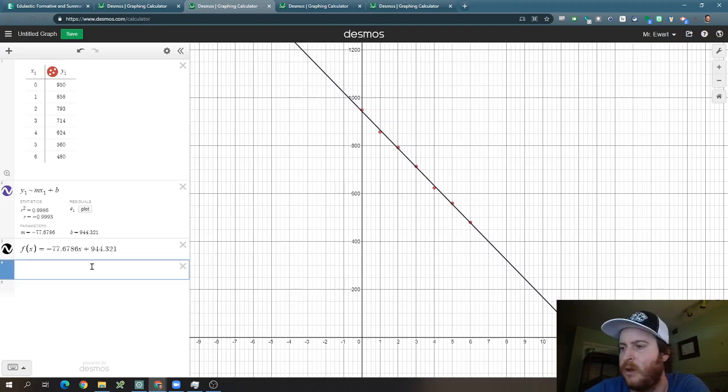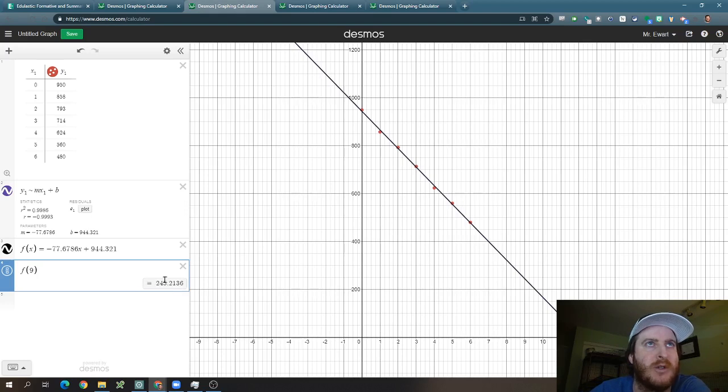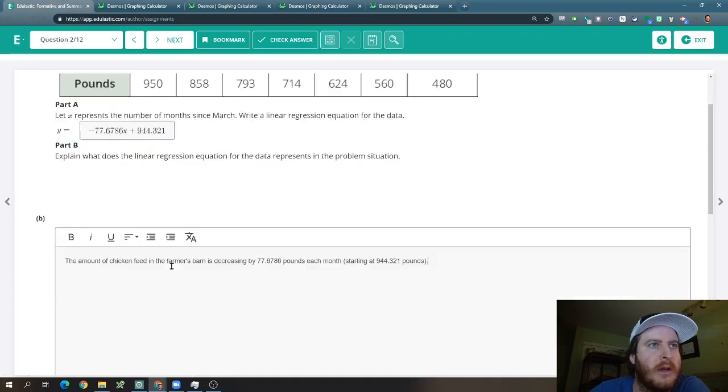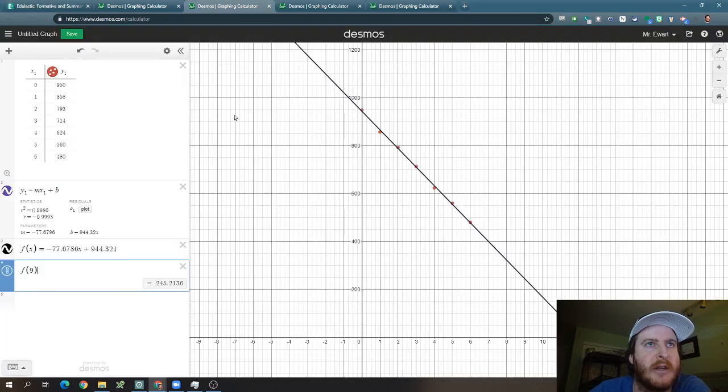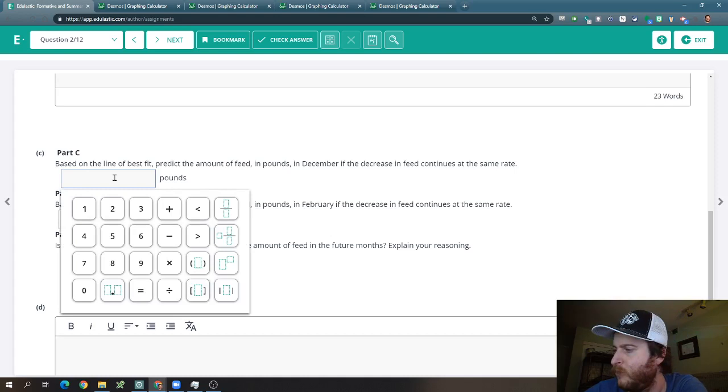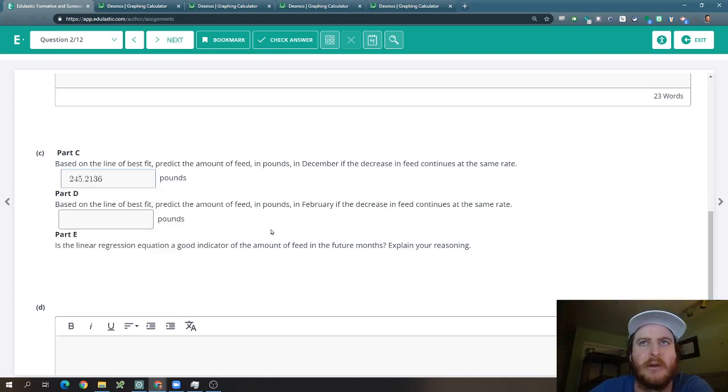Okay. So now we said December would be f of 9. So we get 245.2136. And this question said, predict the amount of feed. It doesn't say to the nearest anything. So I'm going to just do the whole number, 245.2136. Right, if it said to the nearest pound, then I would round that way. But if it doesn't ask us, go at least to 4 decimals. That's always good practice in math.